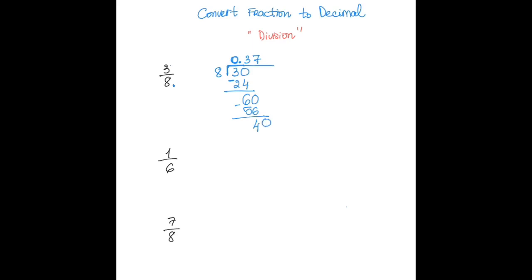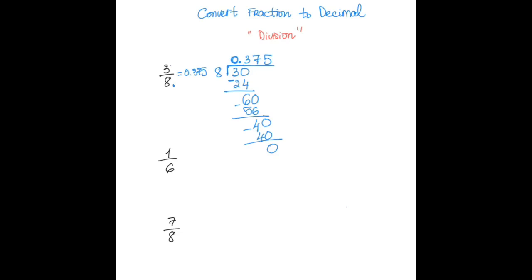So you borrow another 0. 40 divided by 8, 5 times 8, 40. 40 minus 40, 0. So 3/8 equivalent to decimal 0.375. Okay?